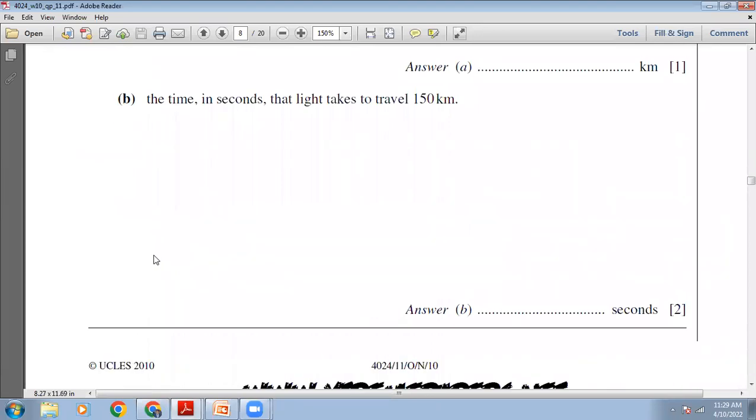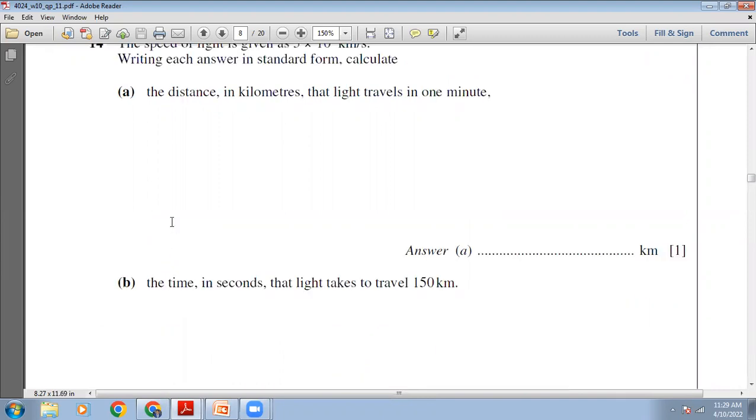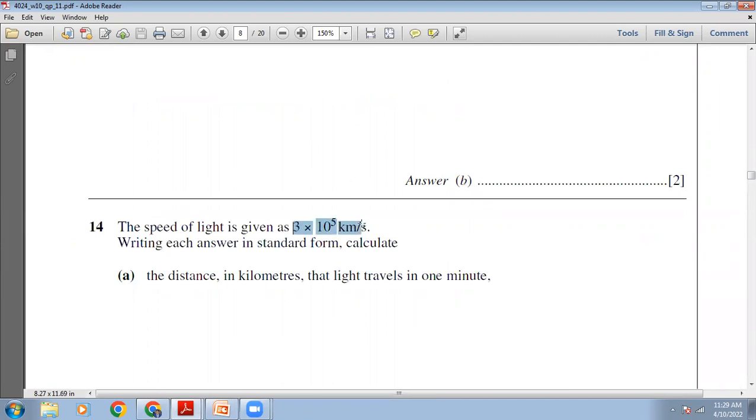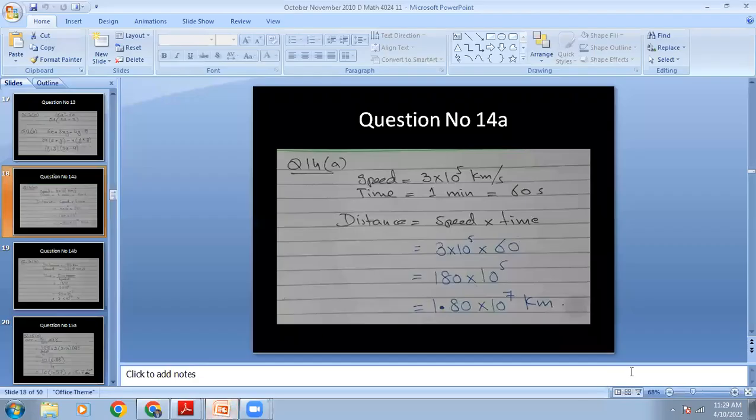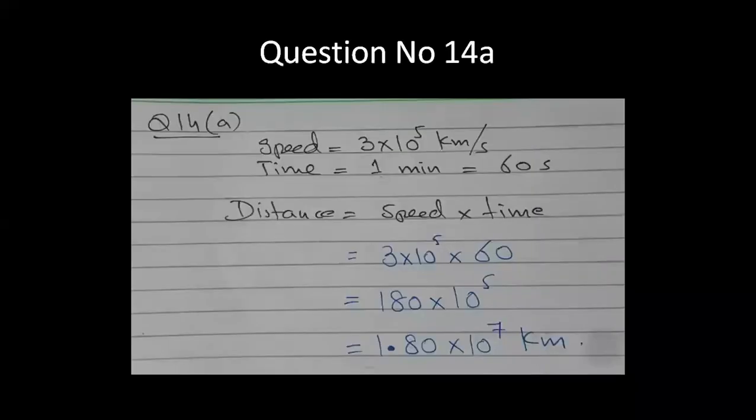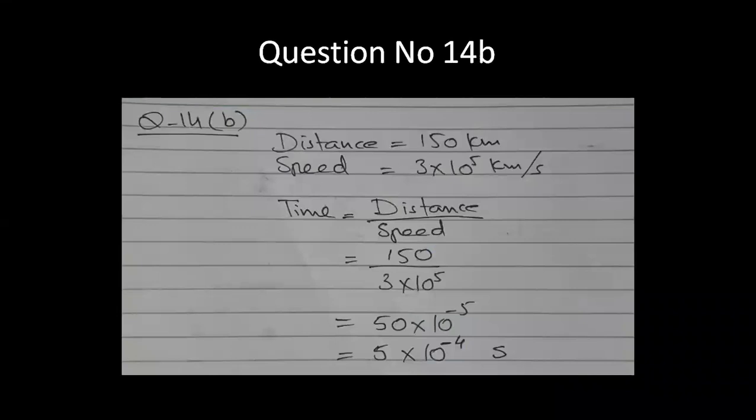The time in seconds that the light takes to travel 150 kilometers. You know the distance, that's 150 kilometers, and you know the speed of the light. Just divide the distance by the speed of the light. You know the time is equal to distance divided by speed. The distance is 150 kilometers and the speed is 3x per 5 kilometers per second. So the answer is 5 multiplied by 10 to the power minus 4 seconds.